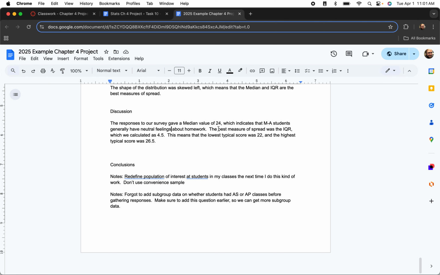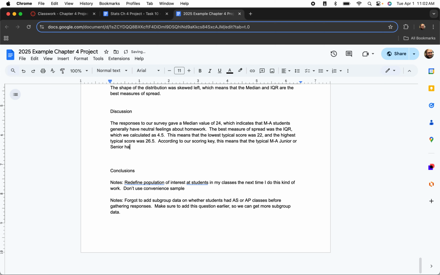Again, the best measure of spread was, for me, the IQR. That means that my lowest typical score was 22 and the highest was 26.5. This, again, means, according to our scoring key, that the typical MA student, junior or senior, has mixed or neutral feelings about homework.